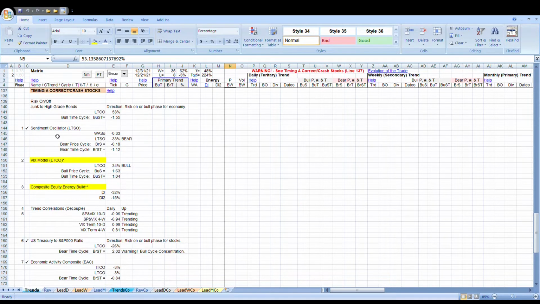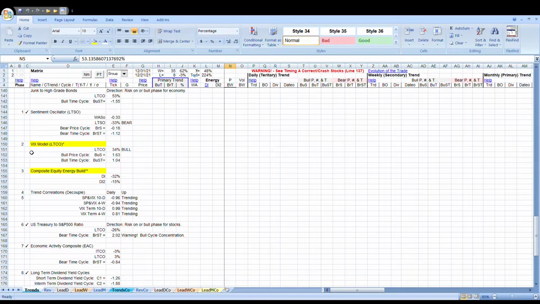The first thing is sentiment. We've all long known about sentiment. In this case, it gets a check because the oscillator is in a bear cycle. The next one is the VIX model. This is one of the more important timing models inside the matrix. These two components within the crash or correction section are quite important. That's why they're highlighted yellow. Neither one of them is checked. Both are in a bull state.